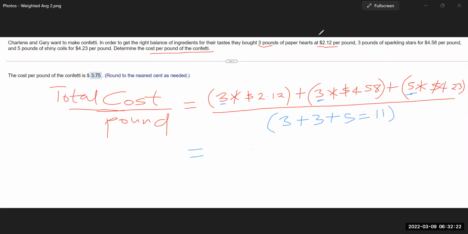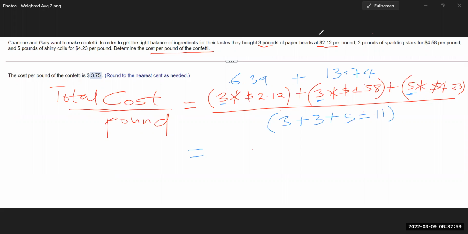So do the multiplication. Okay, so when you do 3 by 2.12, get your answer, plus. So let's do that systematically. So 3 times 2.12 will give you 6.36, right? Plus 3 times 4.58, right? And that gives you 13.74.